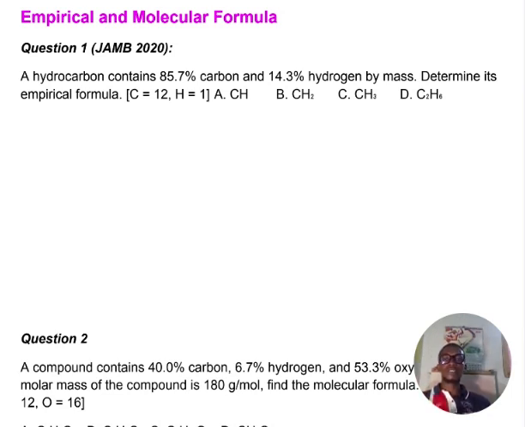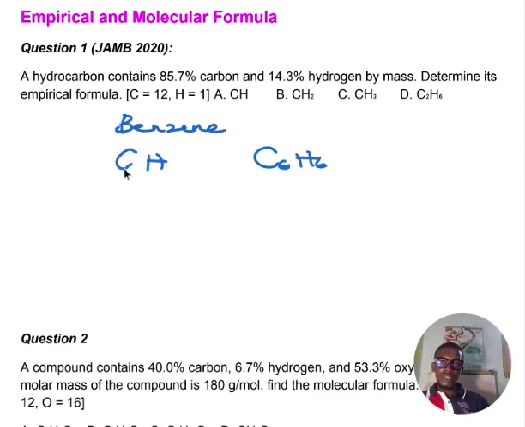The empirical formula doesn't give much information about a compound. For example, let's say you have benzene. Now, the empirical formula of benzene is CH, while the molecular formula is C6H6. If you look at this, the empirical formula just tells you that benzene has carbon and hydrogen. It doesn't give you the actual number of carbon and hydrogen. The molecular formula, on the other hand, tells you that benzene has 6 carbon and 6 hydrogen. So it gives you more information about benzene than the empirical formula.